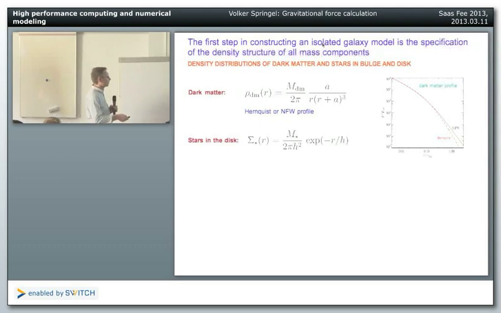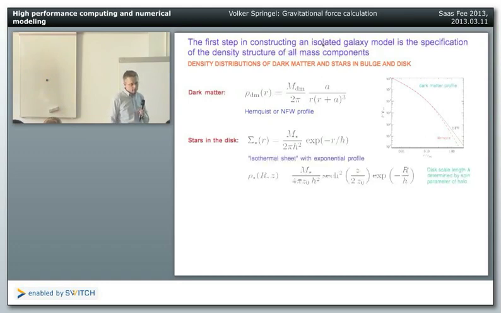Say the most canonical choice will be an exponential surface density profile like this. A two-dimensional surface density is not enough for a three-dimensional model, right? So you have to actually extend this to three dimensions. Here the most common choice will be an isothermal sheet, where you pretend that at every radius this behaves like a Spitzer isothermal sheet.